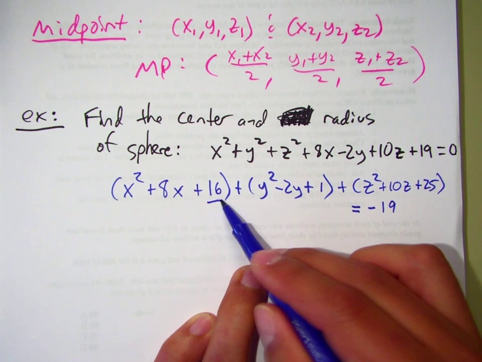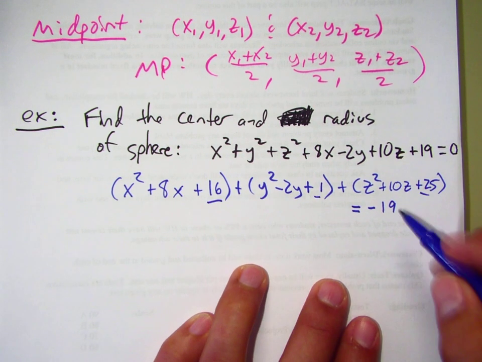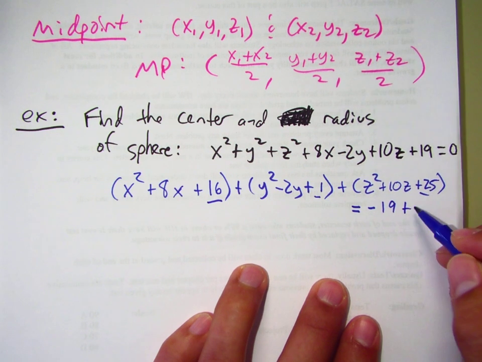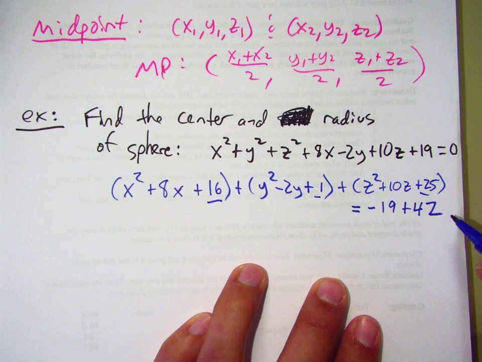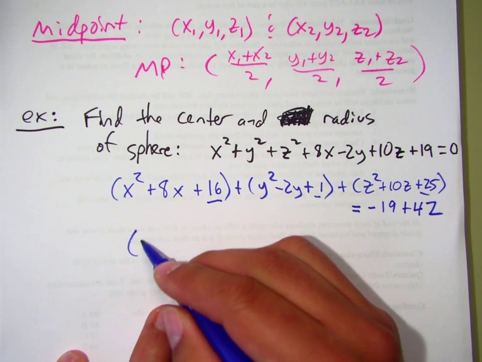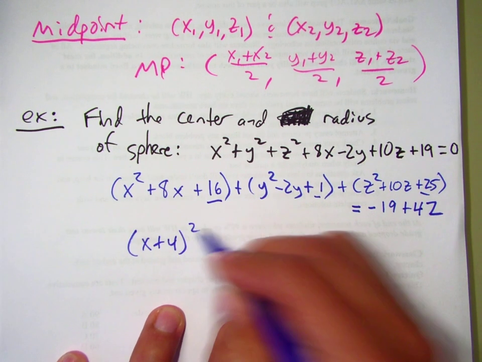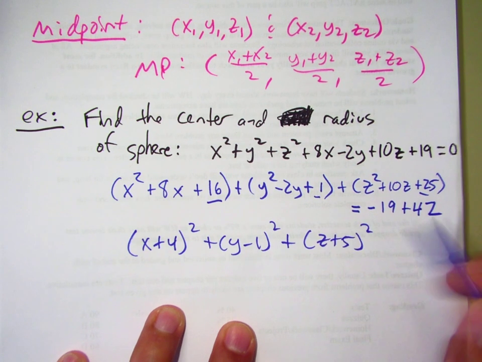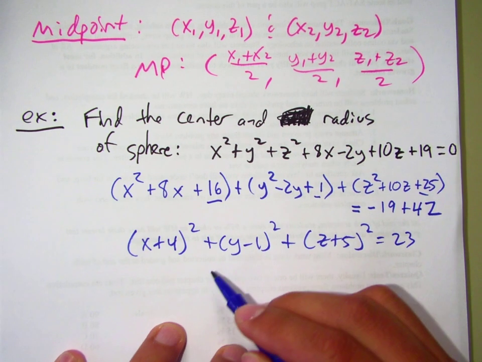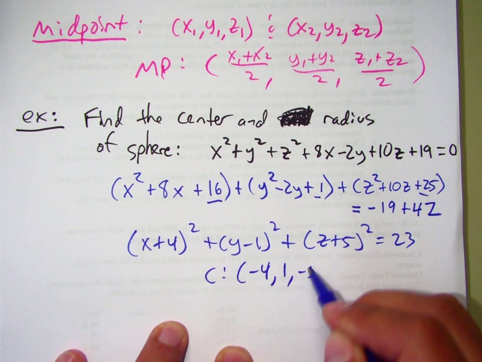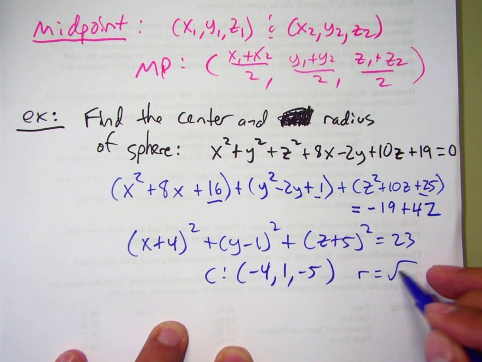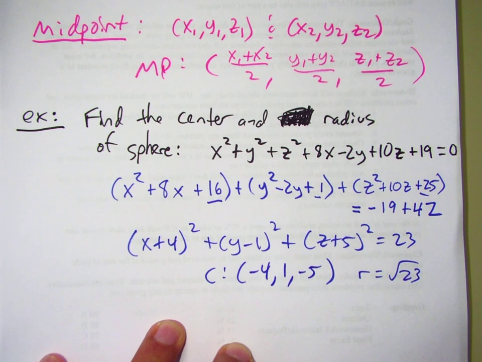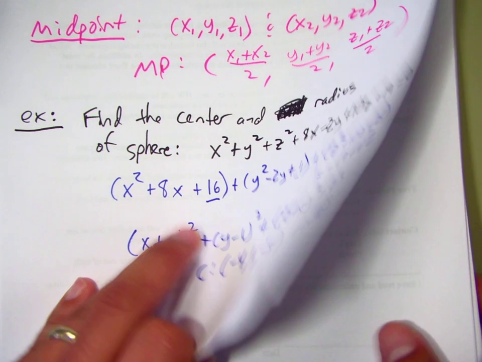And now all these extra numbers that we added, 16, 1, and 25, that gets added to the right. So that's 17, what is that, 42? Please correct me if I'm wrong, because this is going on YouTube. Don't want that mistake. So this should be x plus 4 squared, y minus 1 squared, plus z plus 5 squared equals 23. So the center is negative 4, 1, negative 5, and the radius is root 23. Does that make sense? Okay.